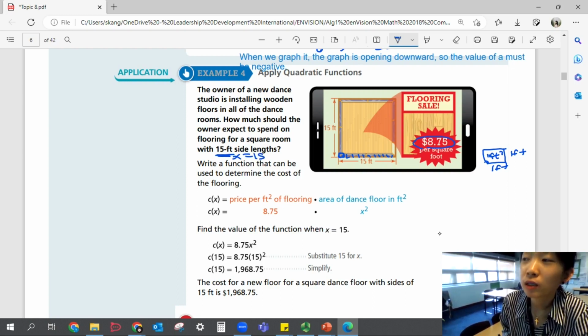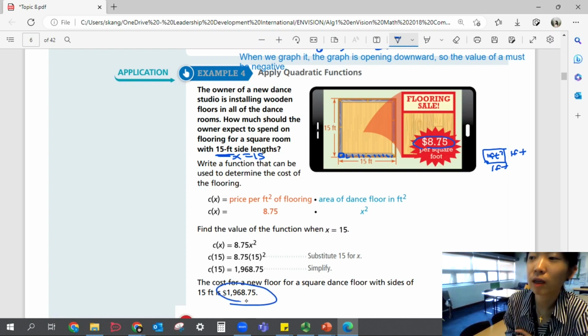Okay? And so you just plug it in. 15 squared is first, and then you multiply that by 8.75. You get 1,968.75. So the cost for a new floor for a square dance floor with size of 15 feet would be 1,968.75.